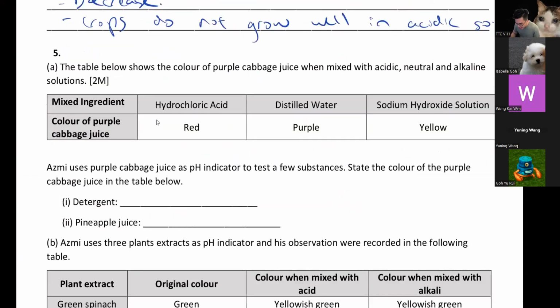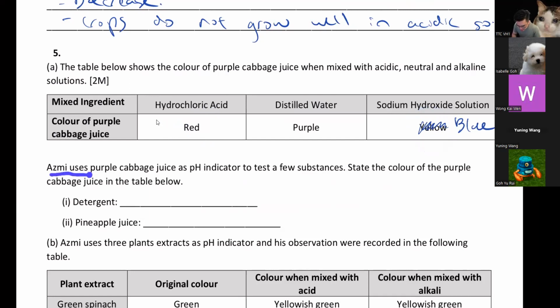So what are they asking for? So they already give you. If it's acidic, it's red. If it's alkaline, it's yellow. Huh? Why is it yellow? Okay, fine. You know what? Let's change this to blue. Okay, it's a bit of an error here.